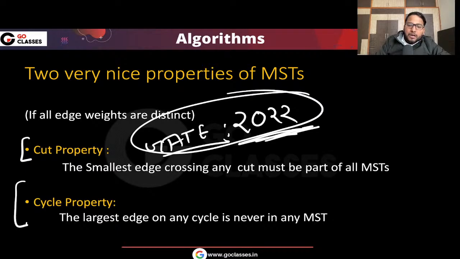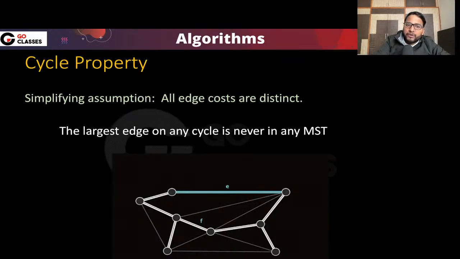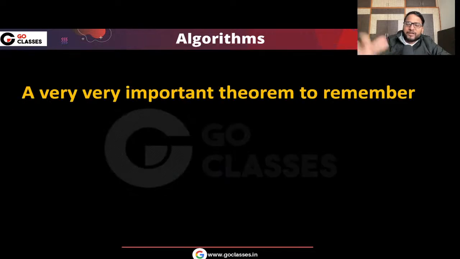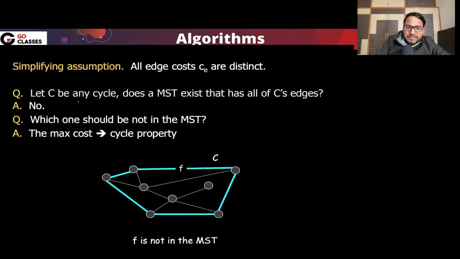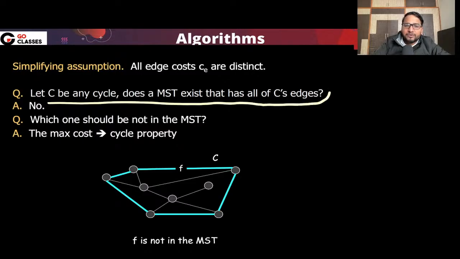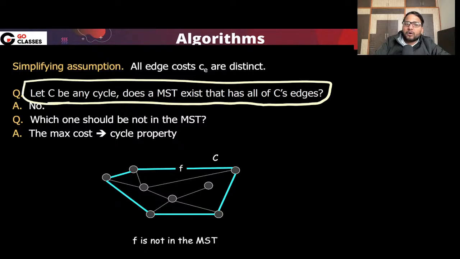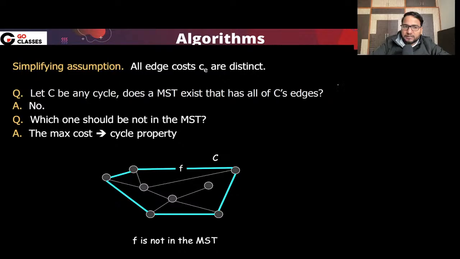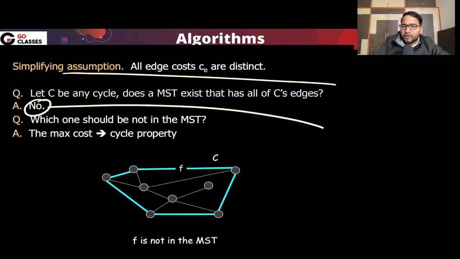Now we have proved these things. That is fine. Let's see with the cycle: does an MST exist that has all the cycle edges? Obviously no, right? An MST cannot contain all the cycle edges. How can an MST contain all the cycle edges? Because it will form a cycle.